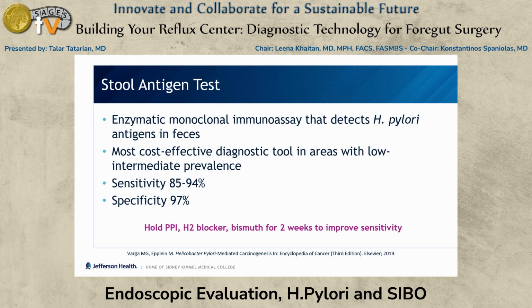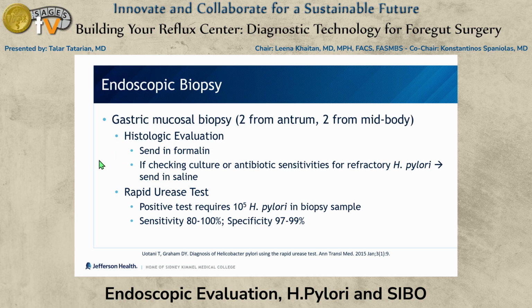The stool antigen test is an immunoassay that would detect the H. pylori antigen in the feces, and this is a very cost-effective diagnostic tool that also has high sensitivity and specificity. Same limitations, though, that you do need to stop the PPIs, H2s, and bismuths for about 2 weeks to improve that sensitivity. And then endoscopically, mucosal biopsy, the H. pylori can be found anywhere from usually antrum up to as high as kind of mid-gastric body. So it is recommended to get biopsies from both antrum and mid-body. I'll usually get 2 from each site.